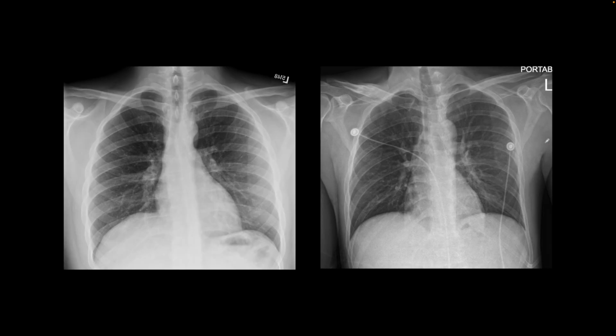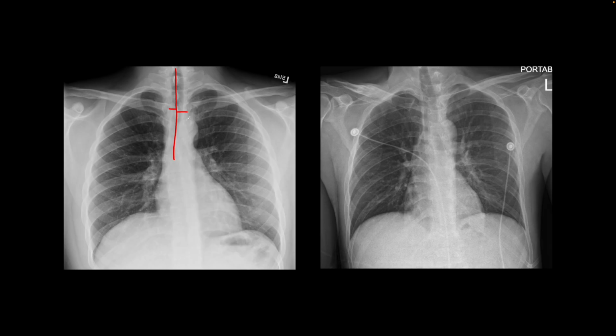This is our next patient, and here I want to show you how to look for patient rotation on a chest x-ray. So we want to look for the spinous processes, and we want to look at the distance that these spinous processes are from the medial aspect of the clavicle on both sides, and whichever distance is more, that's the side that the patient is rotated towards.